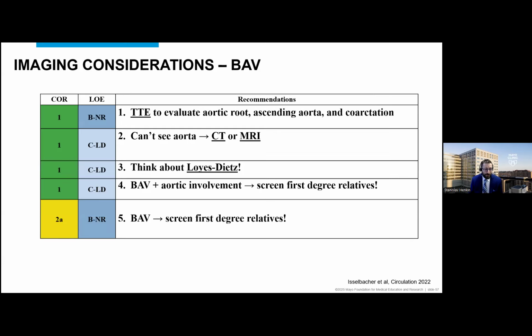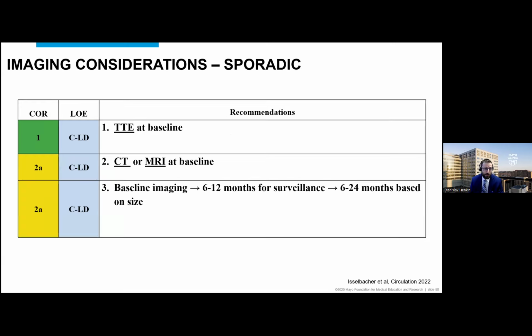What about bicuspid aortic valve? Echo, always your first step, but if you can't see the aorta well, CT or MRI. The other thing to consider is that bicuspid aortic valve may be part of the Loeys-Dietz syndrome. So again, physical exam is key, and think about Loeys-Dietz with somebody with bicuspid aortic valve, especially if there's aortic involvement. Then screen first-degree relatives. That's really, really important, that I feel like we miss quite a bit. And it's even a class 2A indication to screen first-degree relatives if you just have a bicuspid aortic valve without aortic involvement as well.